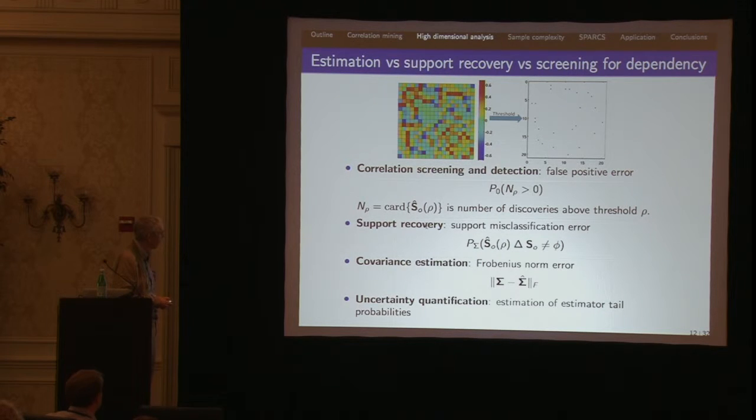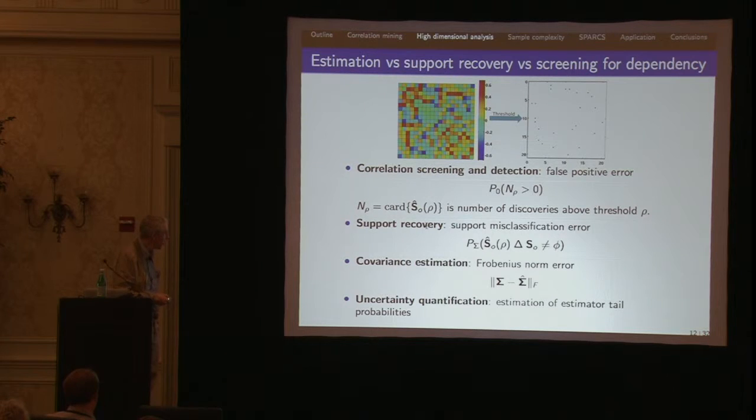Support recovery, we're looking basically at the probability of classification error, where any edge mismatch is an error relative to the truth. S0 is the true topology. S hat 0 rho is the topology obtained by thresholding this correlation matrix at level rho.